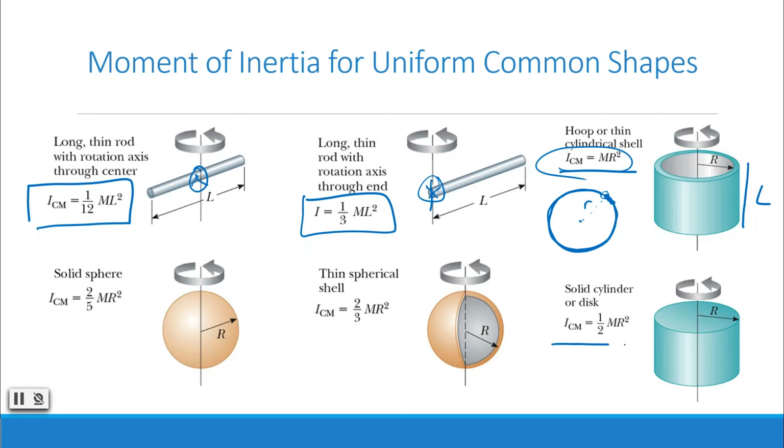Now your solid cylinder is 1/2 mr squared, which is a smaller fraction. That's because some of the mass is located really close to the axis of rotation through the center, making a smaller rotational inertia than that hoop. Part of the reason we use hoops for bicycle wheels is that providing that rotational inertia makes it a lot easier to keep the bicycle going and rotating. It makes it more stable.